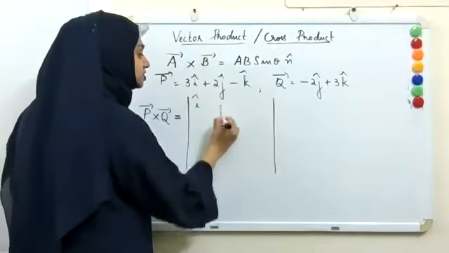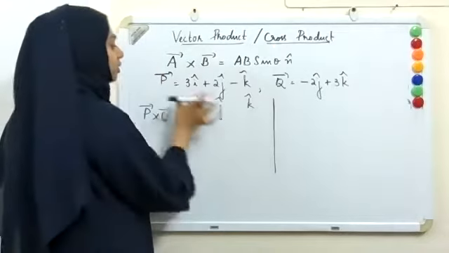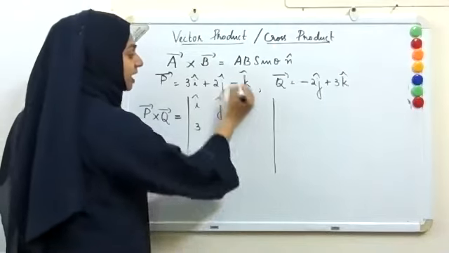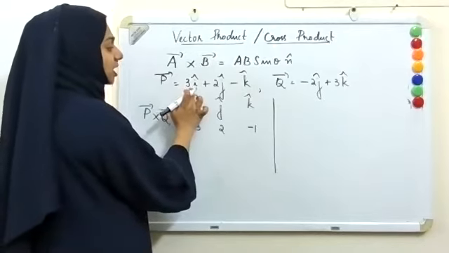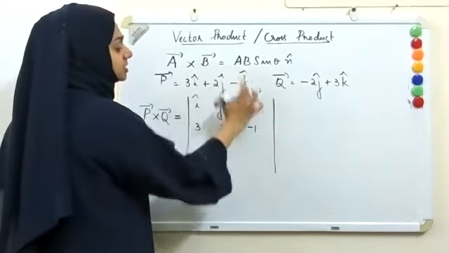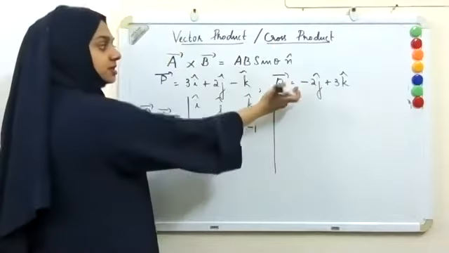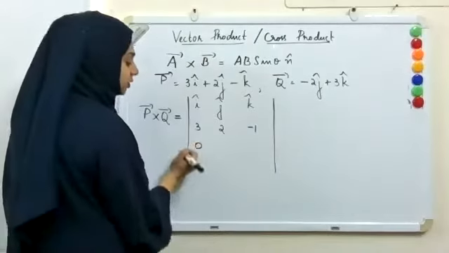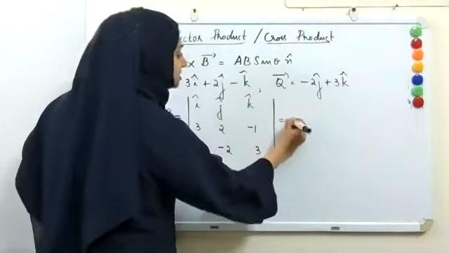Take i, j, k as the first row, and the second row should be the first vector: 3, 2, and minus 1. You have to take the magnitudes along the X, Y, and Z directions. This is 3, this is 2, and here it is minus 1. Now, what is along the X direction in q? Is there any component? No. So it will be 0, and then minus 2 and 3.